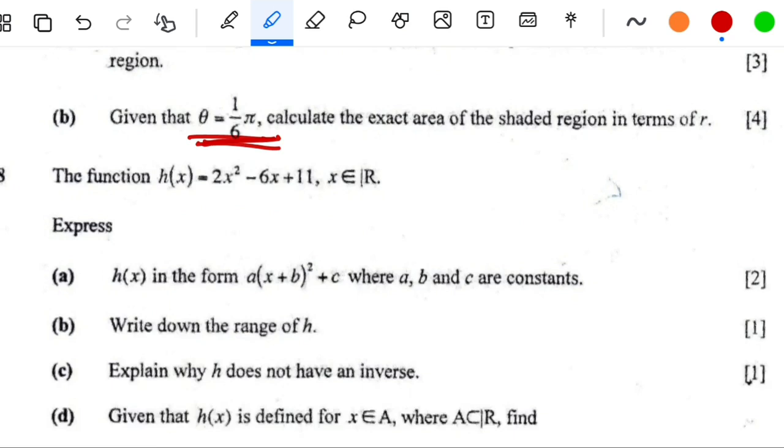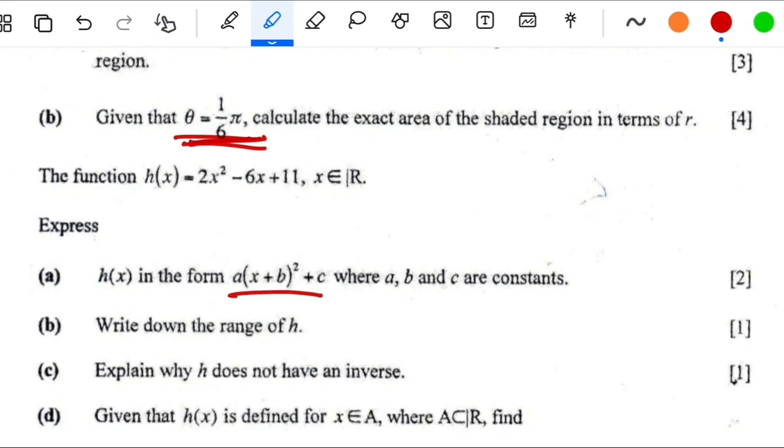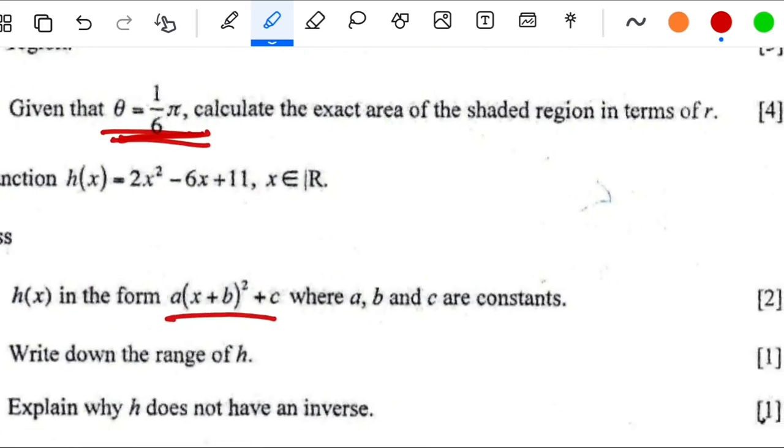Then now on number 8, the question says the function h of x equals 2x squared minus 6x plus 11, where x is an element of real numbers. Express h of x in this form here, a times (x plus b) squared plus c. Okay, so that is completing the square. So let's complete the square there.